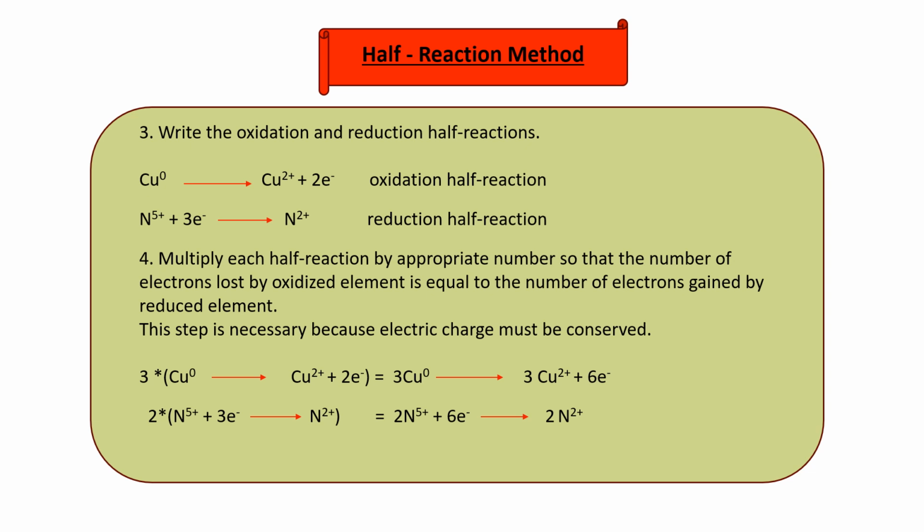Next step is write the oxidation and reduction half reactions. For this reaction, we can write the oxidation half reaction and reduction half reaction like this. Then next step is multiply each half reaction by an appropriate number so that the number of electrons lost by the oxidized element is equal to the number of electrons gained by the reduced element. This step is necessary because electric charge must be conserved. So we will multiply the oxidation half reaction by 3 and the reduction half reaction by 2 so that the total number of electrons lost by the oxidized element is equal to the number of electrons gained by the reduced element.